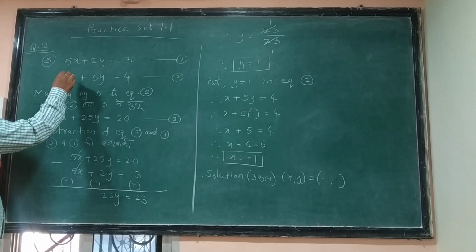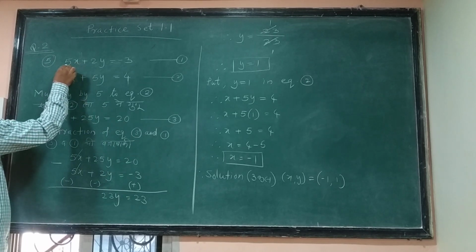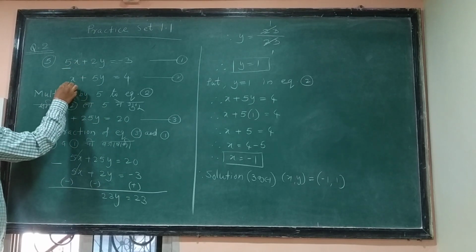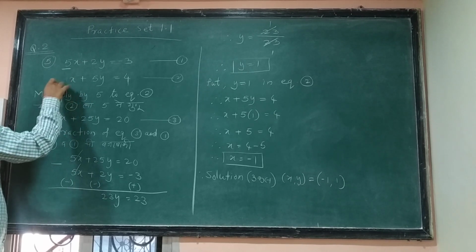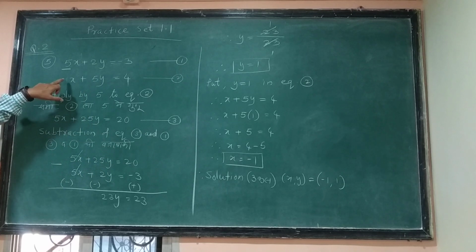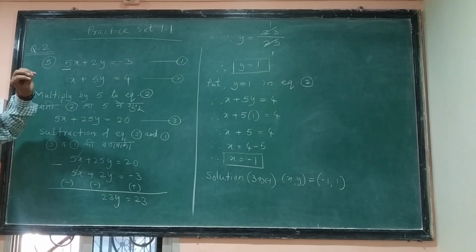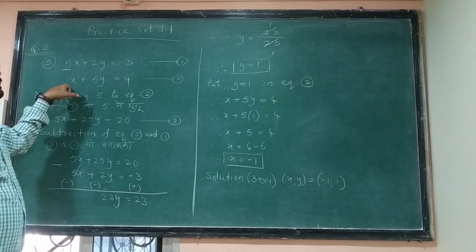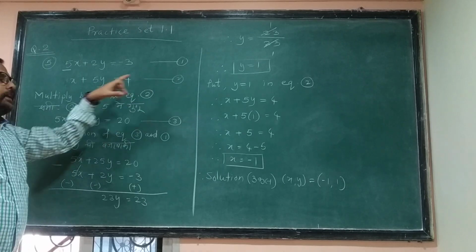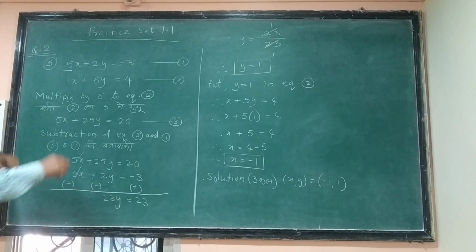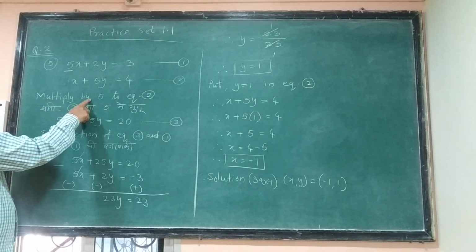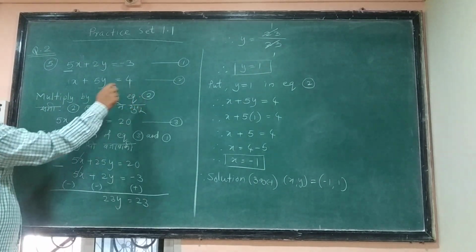You can see here, coefficient of x is 5 and here coefficient of x is 1. If you multiply equation second by 5, you can get 5x. That's why multiply by 5 to equation second.